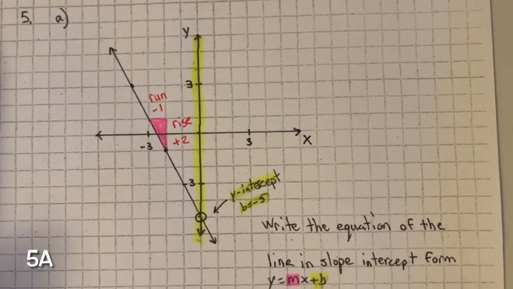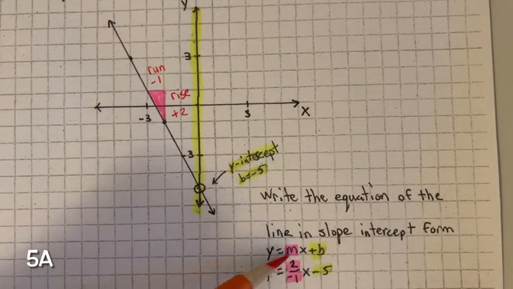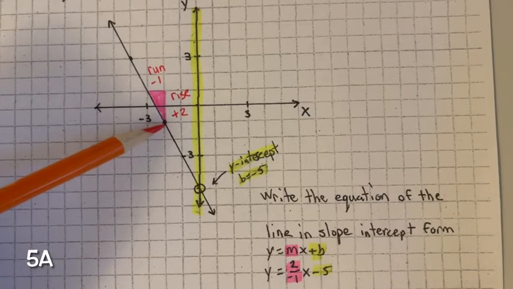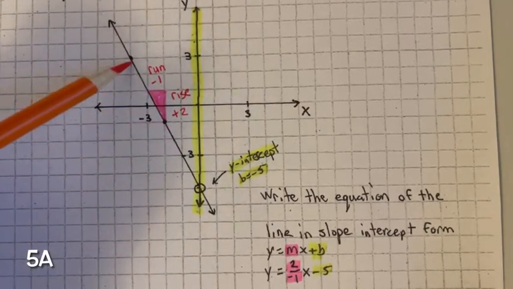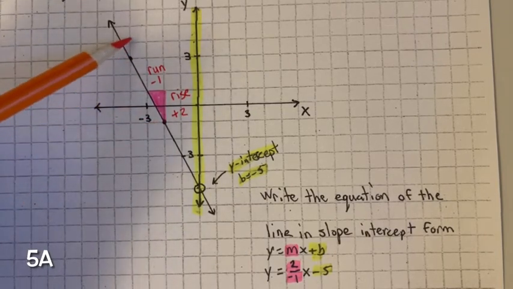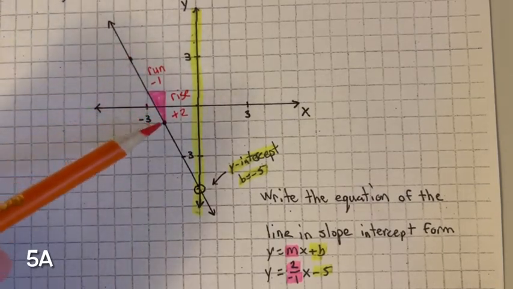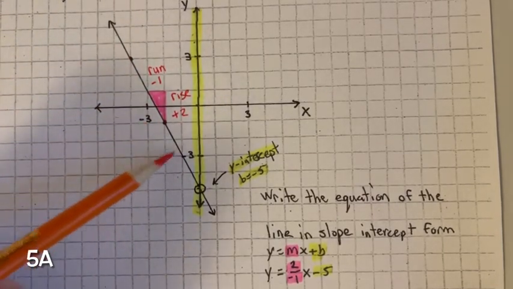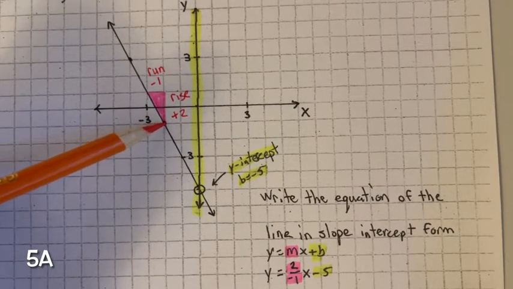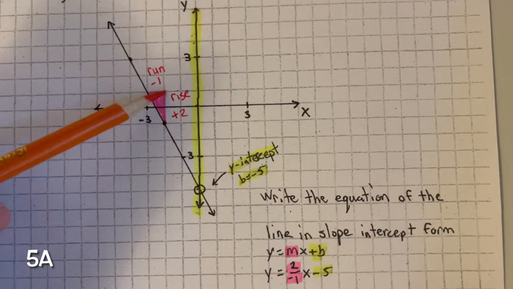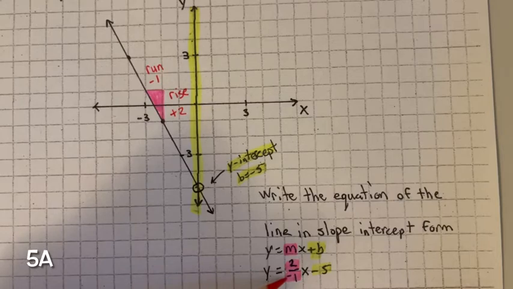In order to write it in slope-intercept form, y equals mx plus b, the m represents the rate of change or the slope of the line. So I can take any of the points, the lattice points, that's where these two lines intersect on the graph, and I can take any 2 points and do the rise over run. This rises 2 and runs -1. Well, that's 2 over -1.